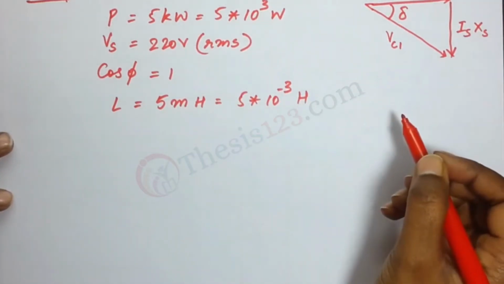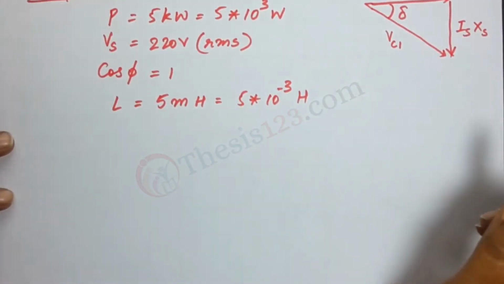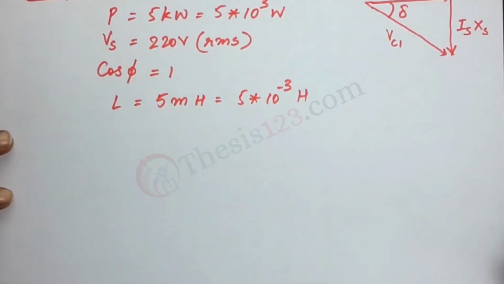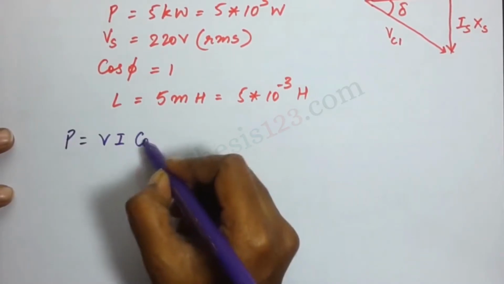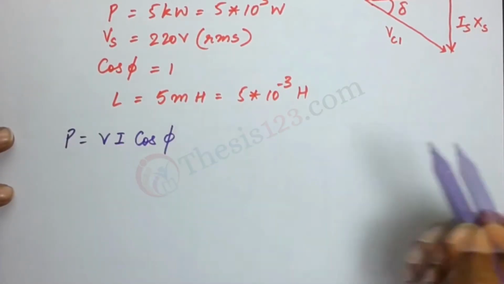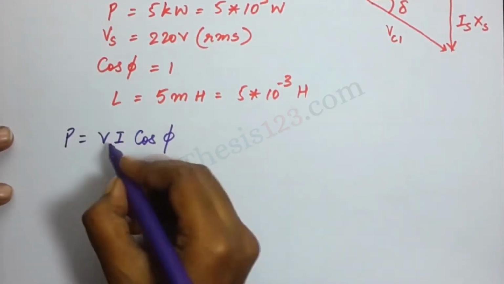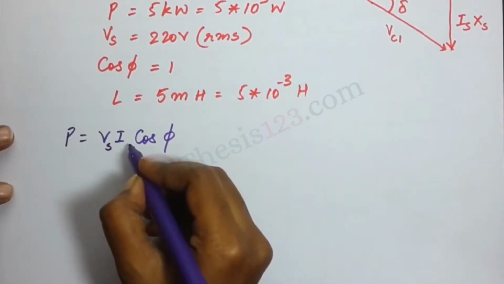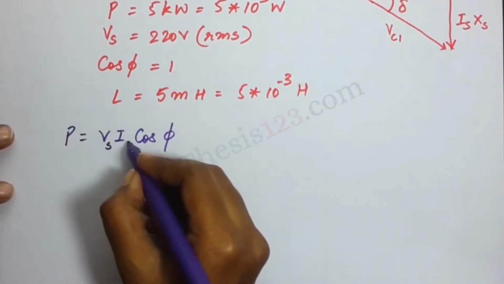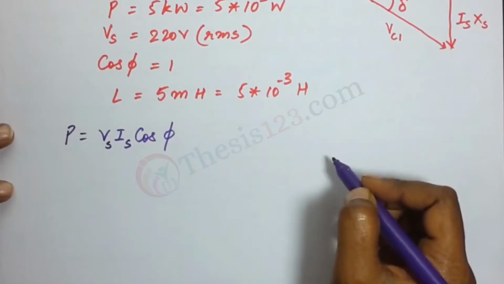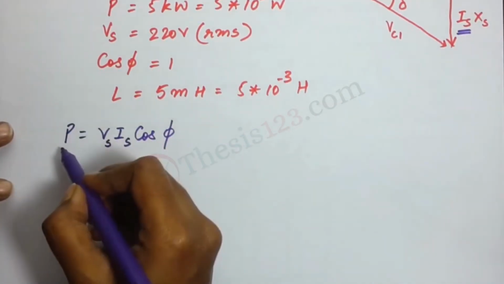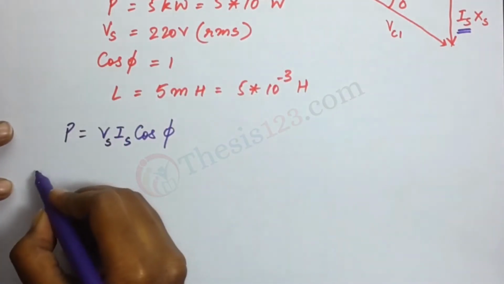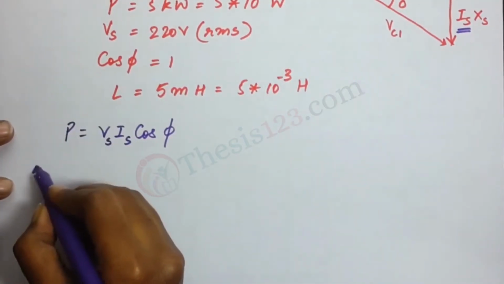Now, the next part is to utilize the power formula. We know in general that the power formula is given as VI cos phi for AC. In this expression, we are going to work on the source, so it is Vs, Is, cos phi. Now let's calculate what Is is from this equation. The power is given to us as 5 kilowatts, so let's substitute the values.